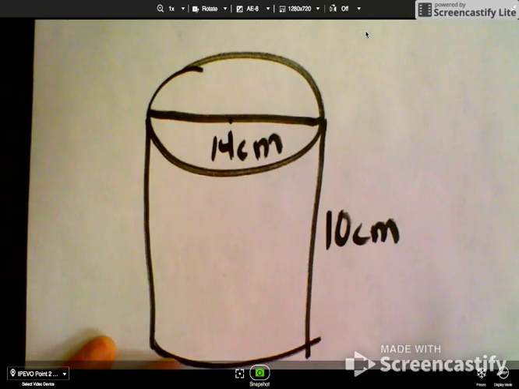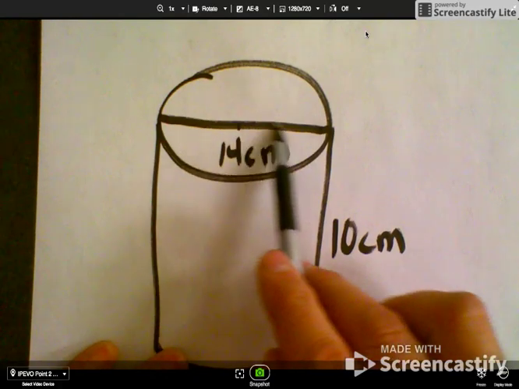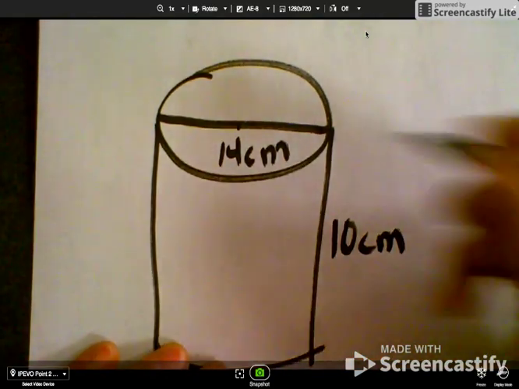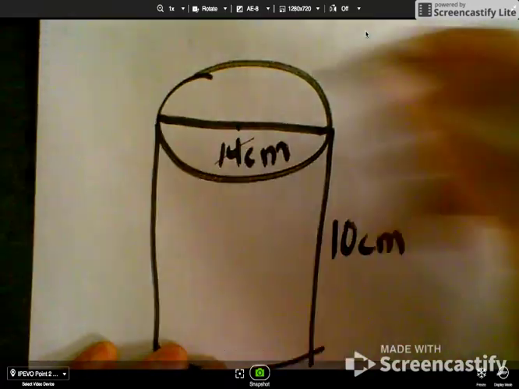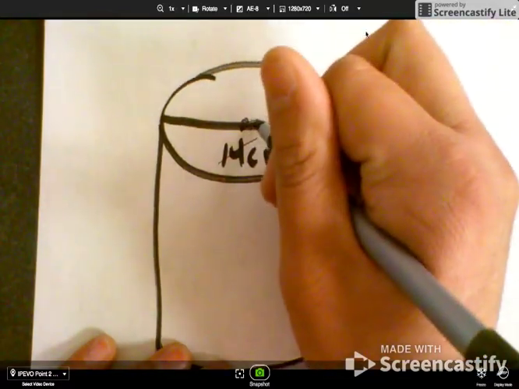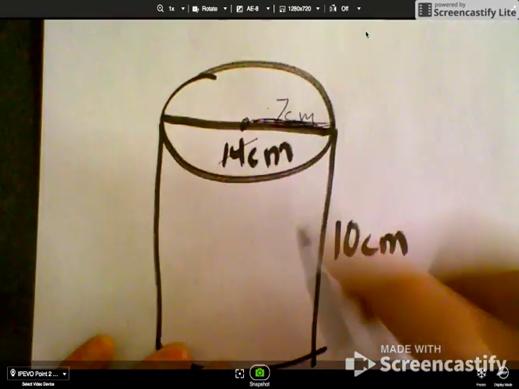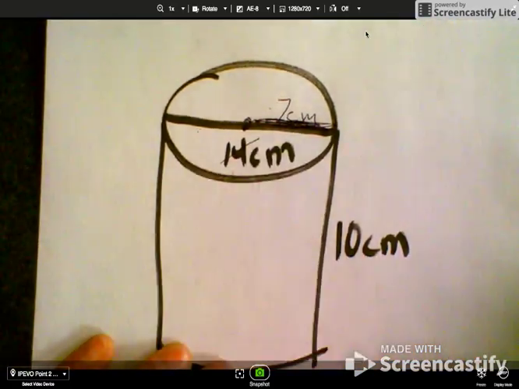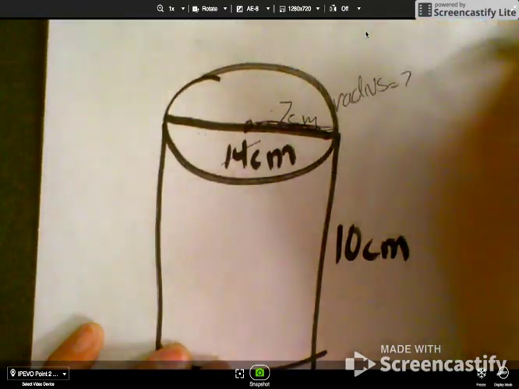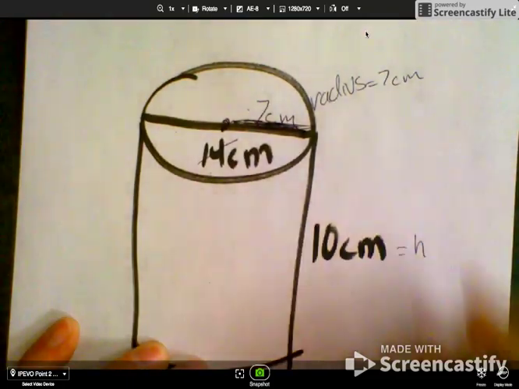So if I take a look here, this is the diameter because it goes all the way across the circle. So if I wanted to find the radius, I could divide it by 2. And I know that from the center to the side right here, that would be 7, because if I cut it in half, 7 plus 7 is 14. So my radius here is equal to 7 centimeters. And this would be my height, my h for the problem.